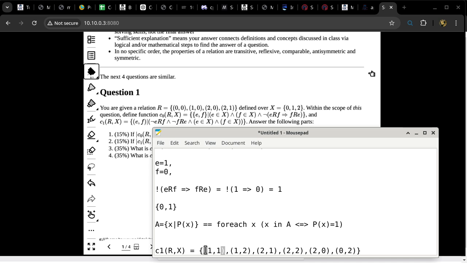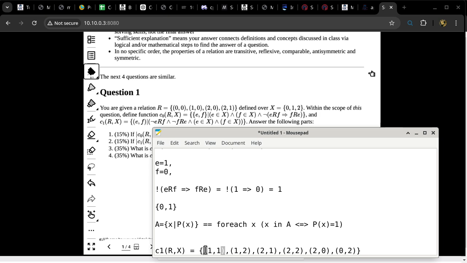Well, think about it. If we talk about 1 1, then we have E being 1, F being 1. Is 1R1 true or not? Do we see 1 1 in R? It is not. So that means ERF, 1R1, is false, but not false is true. Same goes for FRE, because both E and F are ones. So the negated FRE is also true. So we have true and true so far.